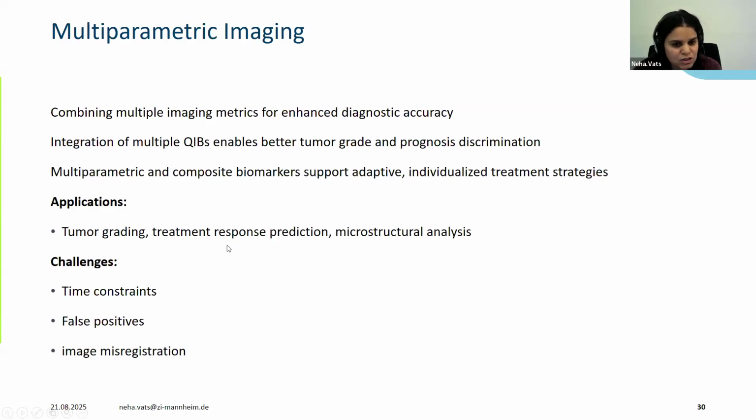But there are also certain challenges associated with it such as time constraint, because to acquire these many multiparametric approaches, it is a time consuming process. Also, it is associated with false positive results. We have an image misregistration problem because we have to register all of these different images.